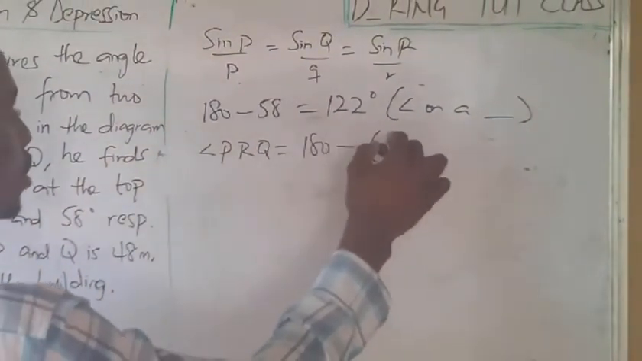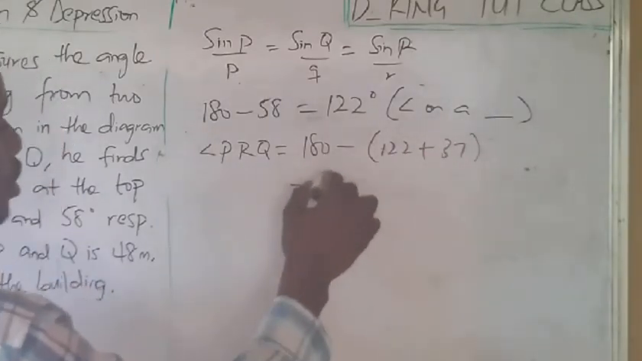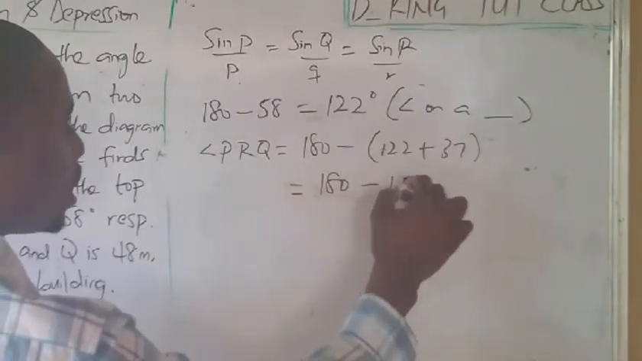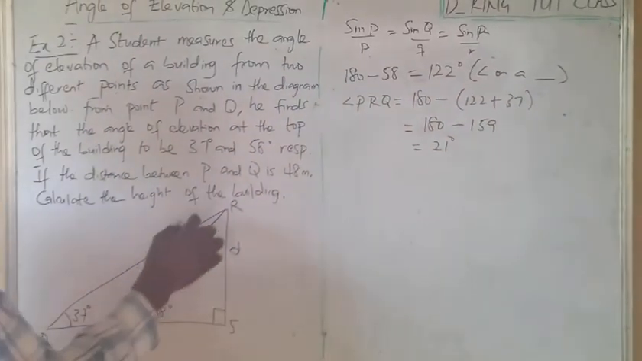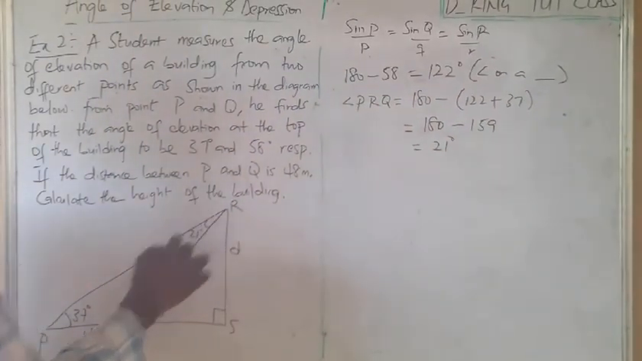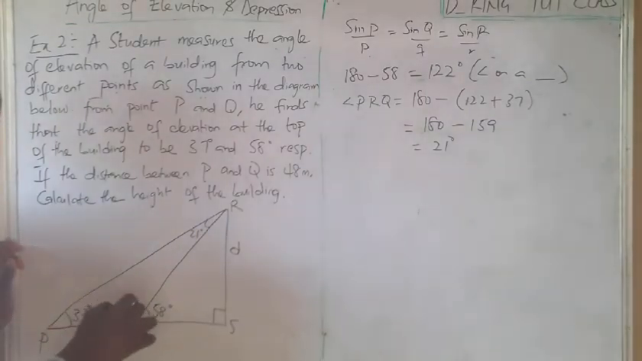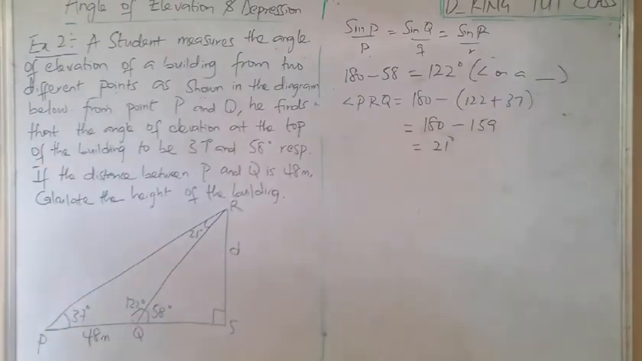Which becomes 180 minus the sum of 122 plus 37. So this becomes 180 minus 159, leaving the answer as 21 degrees. Now, this angle is 21 degrees. This angle is 122 degrees.